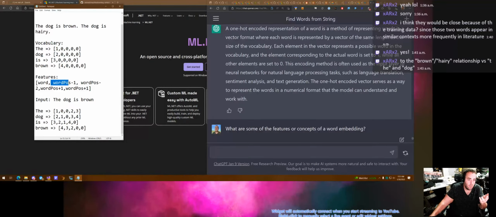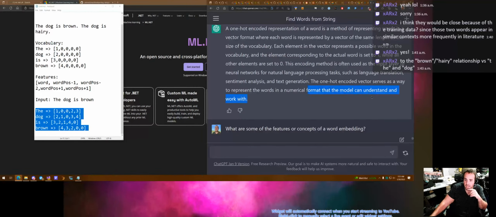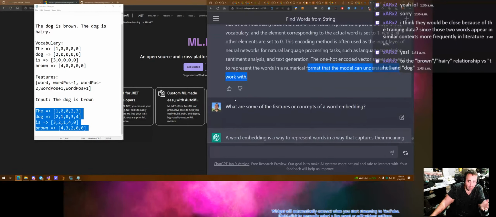And then word -1. So I think we're saying the feature of this word in the context of this input is this. I think that's what's happening. It serves as a way to represent in numerical format the model can understand and work with. So I think we've just done that, right?